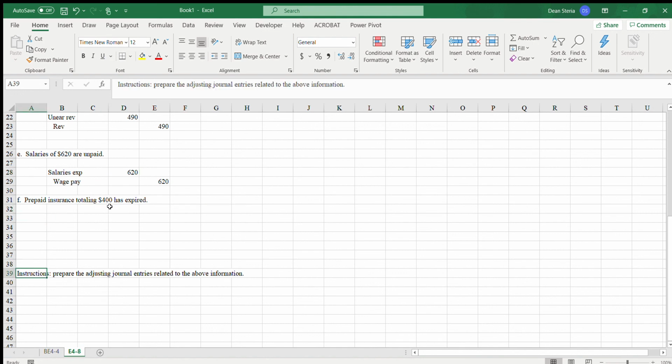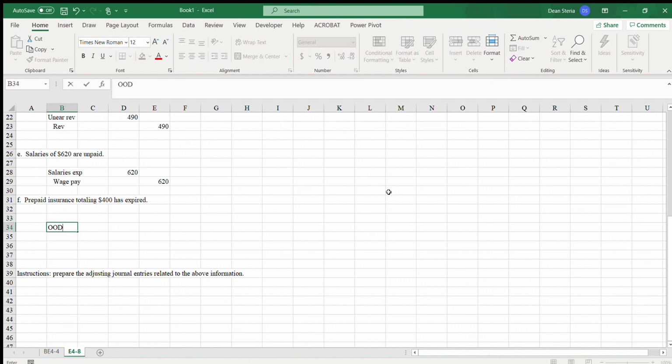And then prepaid insurance totaling $400 has expired. Well, where is it sitting right now? Well, right now it's in prepaid insurance, right? So prepaid insurance, it has to come out of there, and we're going to expense it.